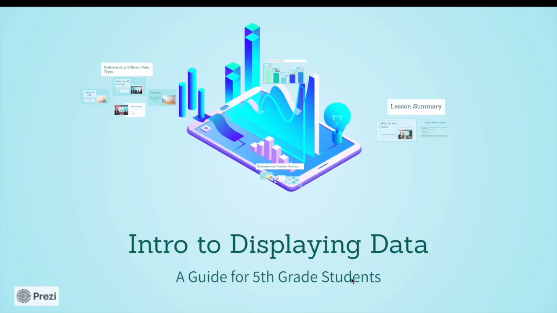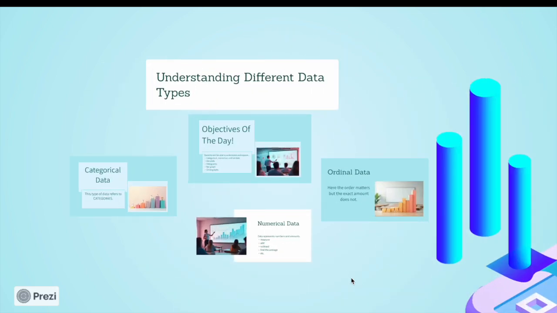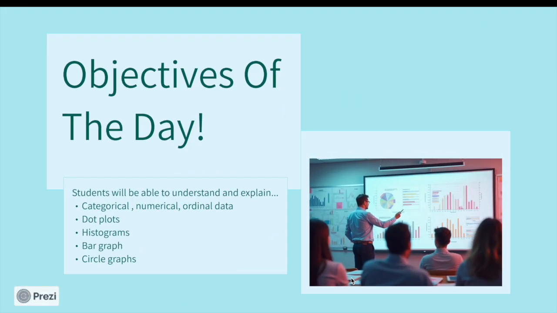Today we'll be learning about how to display and organize data. The objectives for today: students will learn about 3 primary data types: categorical, numerical, and ordinal. You will also see all the different types of visualization methods that enhance data understanding, helping us to know how to read data and analyze it.